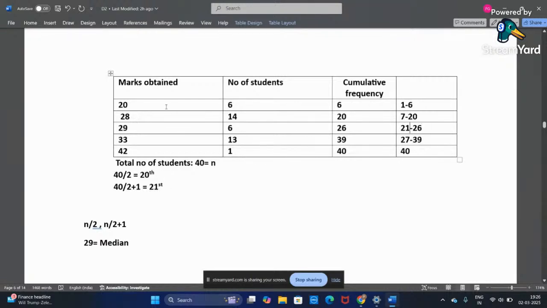Here the 20th student is lying between this row. That means 28 marks. And the 21st student is lying between this row. That is 29 marks, right? Obtained marks 29.